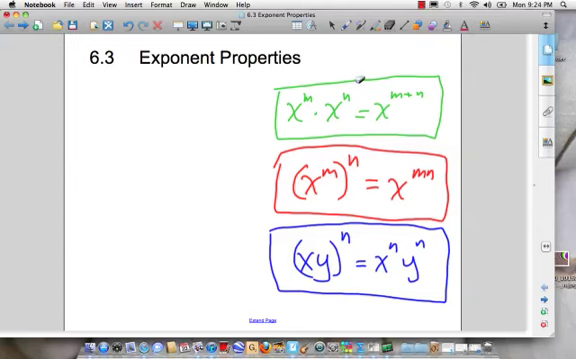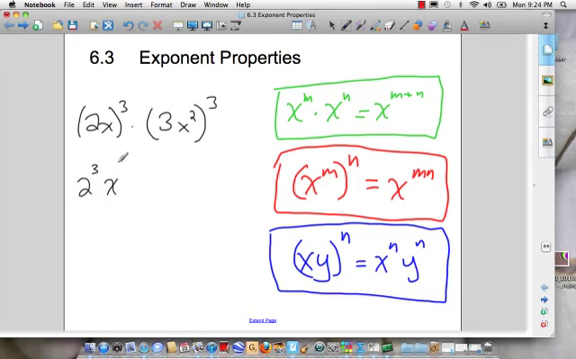All right, so the last thing I want to go over in this video is combining those properties. So suppose you have 2x raised to the third power times 3x squared to the third power. Okay, there's a lot going on in this problem. First of all, the 2x cubed, well, the 2x is in parentheses, so I need to raise both things to the third power. So that's 2 cubed and x cubed.